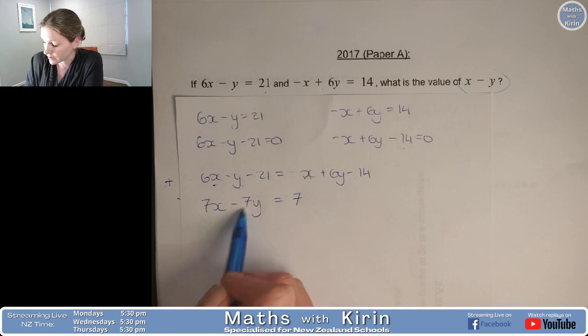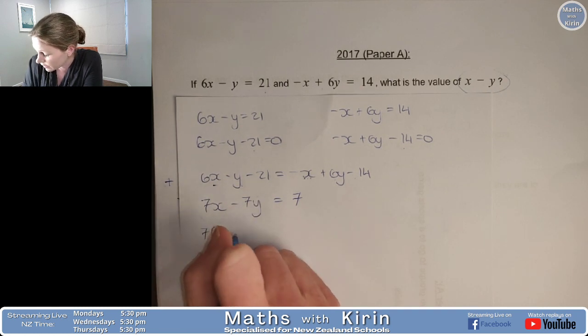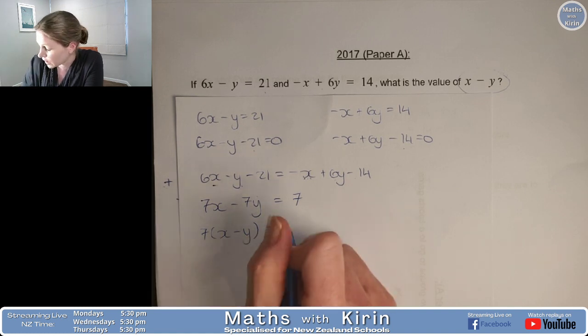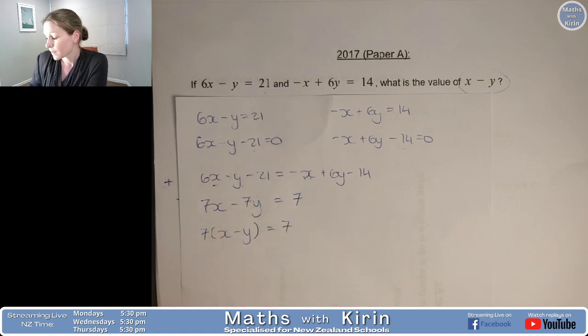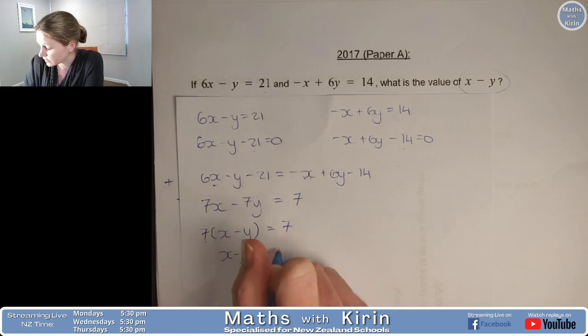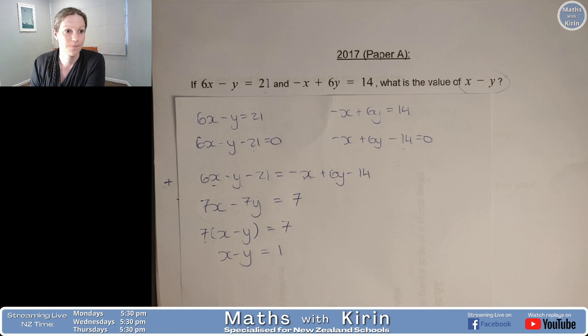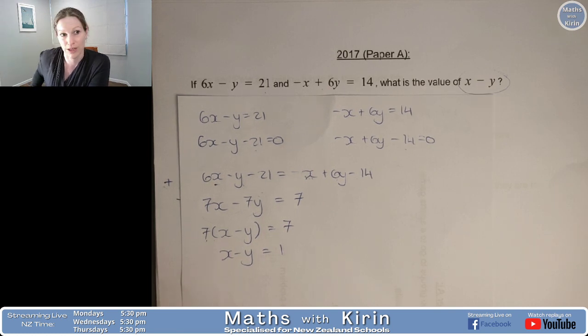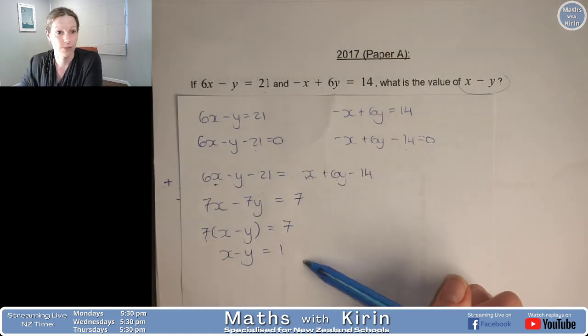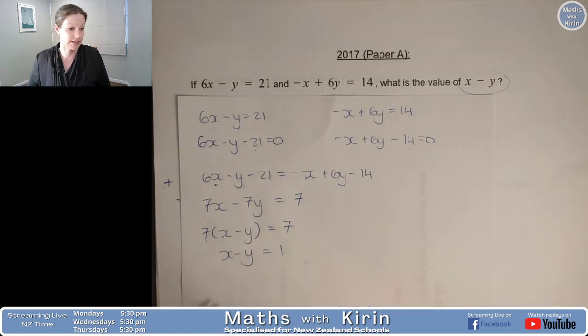We've got a common factor of 7 here, so taking that out of the front, we get 7, and then a bracket, x minus y, is equal to 7. So if we divide through by 7, we get x minus y is equal to 7 divided by 7, which is 1. Okay, so that happens to work in this particular case. It may not always work, but that is another way that you can solve this question. And if you solve it this way, you still get full marks, you still get that excellence.